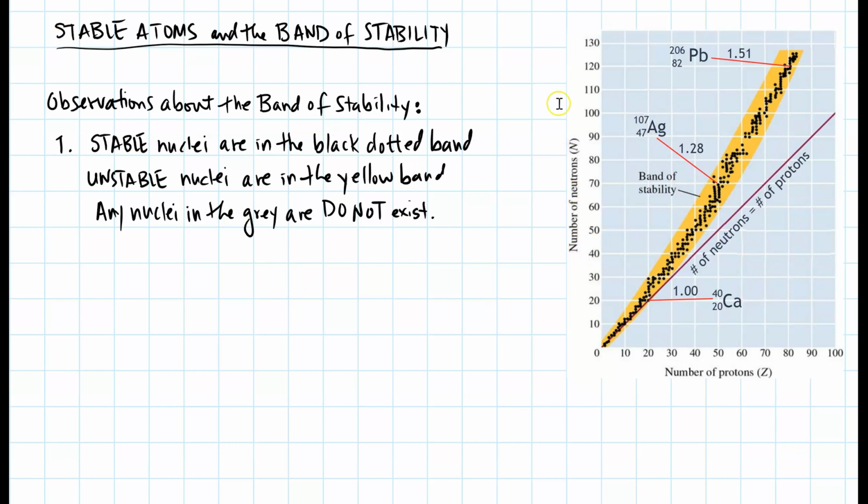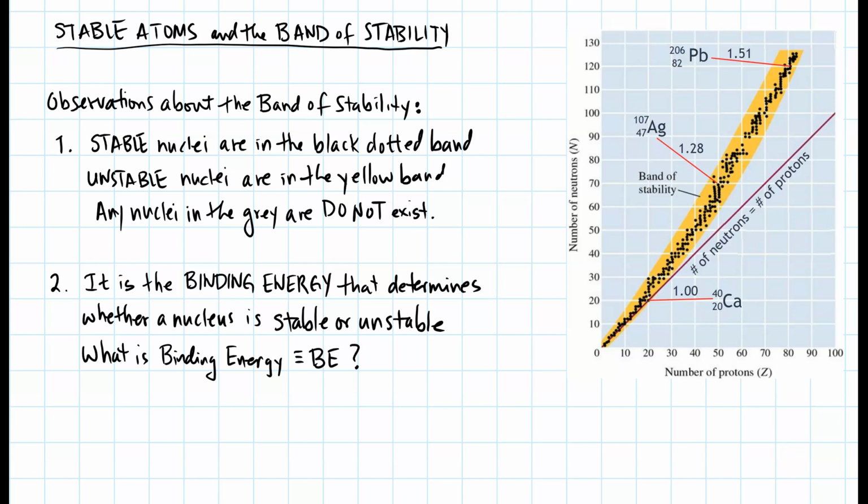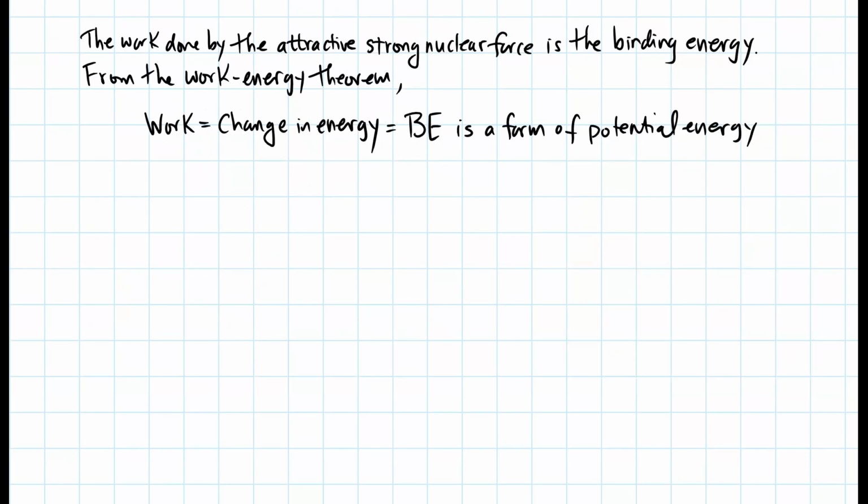Nuclei are determined by the number of neutrons and the number of protons, plotted vertically for neutrons and horizontally for protons. It is the binding energy that determines whether a nucleus is stable or unstable. What is binding energy? The work done by the attractive strong nuclear force is the binding energy. From the work-energy theorem, when work is done, there's a change in energy. What is this change in energy? Well, that's the binding energy, and the binding energy is a form of potential energy.